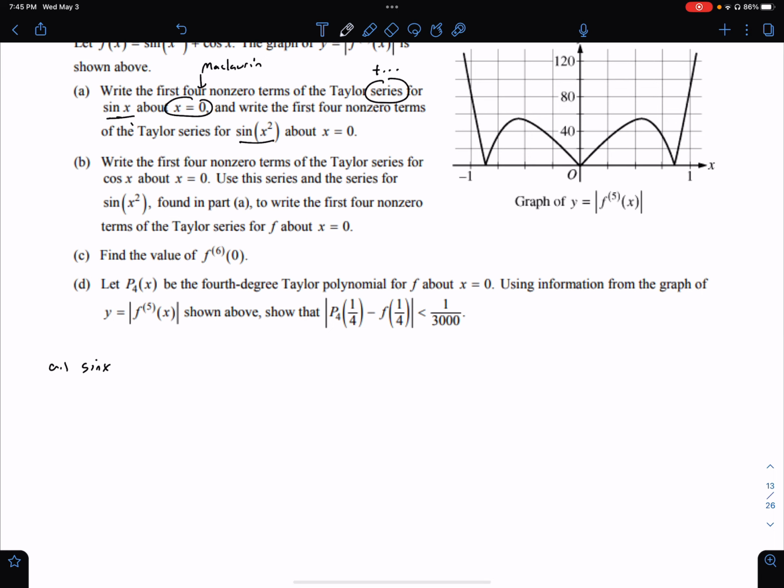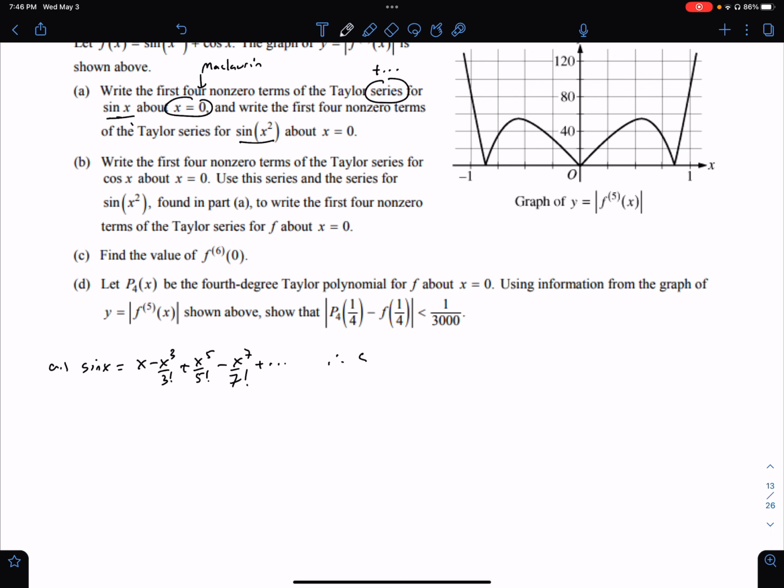That's pretty easy to do. Sine of x is an odd function, so it's going to be x minus x cubed over 3 factorial plus x to the 5th over 5 factorial minus x to the 7th over 7 factorial. Now there's four terms plus dot dot dot.